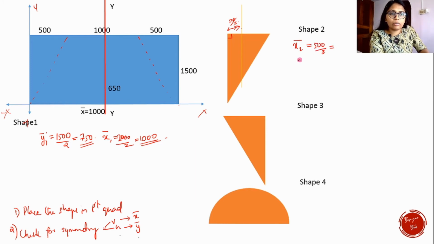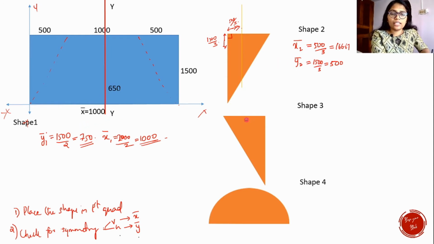And what about y2 bar? y2 bar is, again, start from the right angle, take the dimension divided by 3. Here the dimension is 1500. So 1500 divided by 3, which is 500, and 500 by 3 is about 166.67. Anyway, I repeat that there is no need to calculate the x coordinate here. Why? Because x bar is already found out.